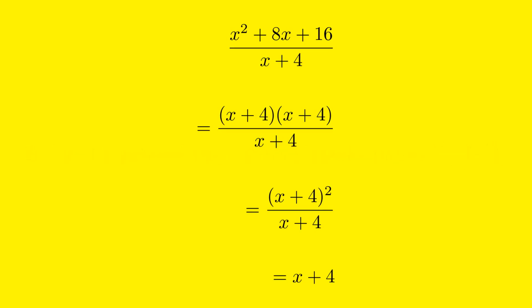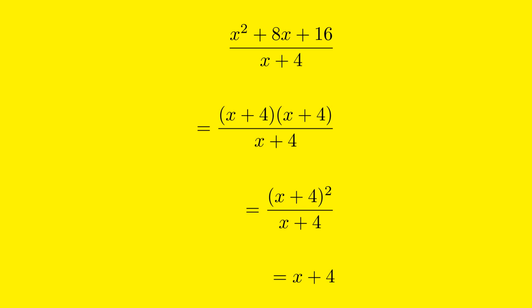To begin solving the problem, reduce the rational expression to lowest terms: x squared plus 8x plus 16 divided by x plus 4. We need to factor the numerator. The numerator, x squared plus 8x plus 16, is a quadratic expression that we can factor. Look for two numbers that multiply to 16 and add up to 8. Those numbers are 4 and 4.